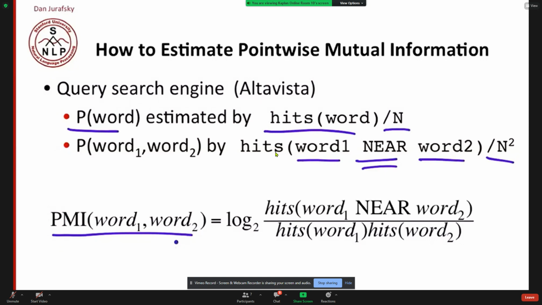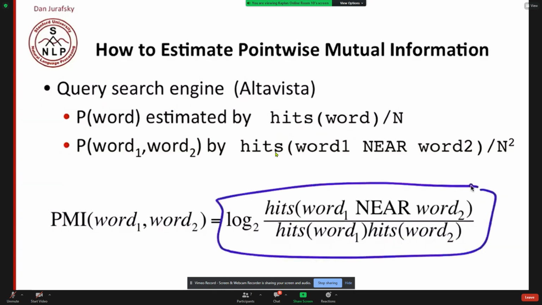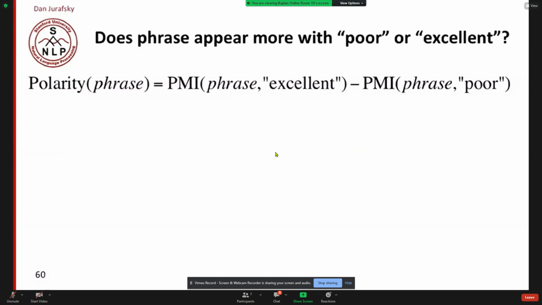By our definition from the previous slide, pointwise mutual information is the probability of the joint, so that's hits of word 1 near word 2 over N squared, divided by hits of word 1 over N times hits of word 2 over N. These N's are going to cancel, and we're going to end up simply with this equation. So how many times do the words occur near each other, and how many times do they occur individually, multiplied together?